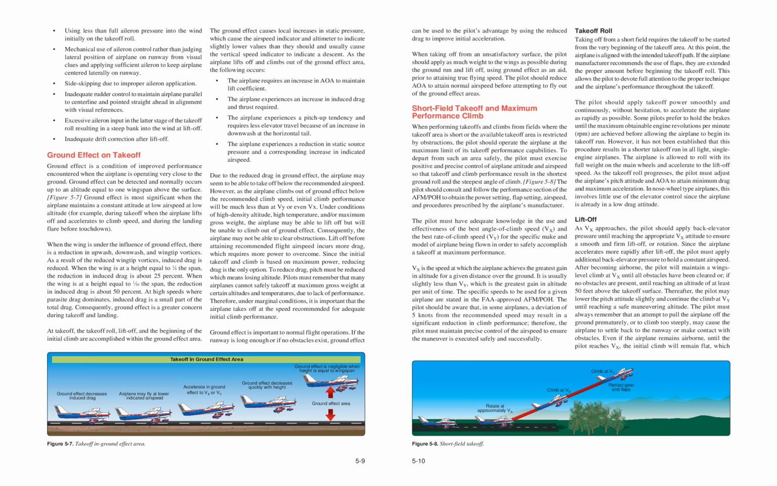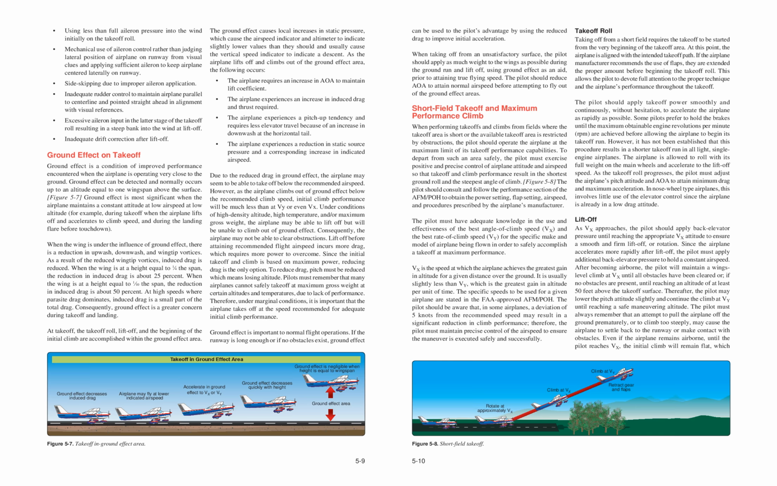Due to the reduced drag and ground effect, the airplane may seem to be able to take off below the recommended airspeed. However, as the airplane climbs out of ground effect below the recommended climb speed, initial climb performance will be much less than at VY or even VX. Under conditions of high density altitude, high temperature, and/or maximum gross weight, the airplane may be able to lift off but will be unable to climb out of ground effect. Consequently, the airplane may not be able to clear obstructions.